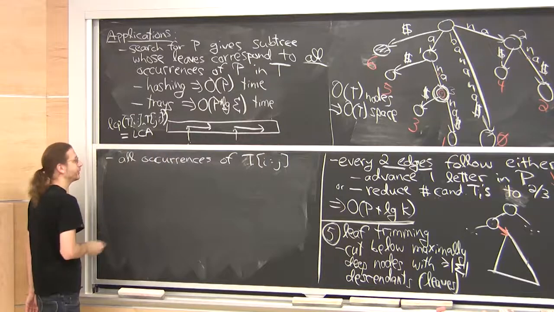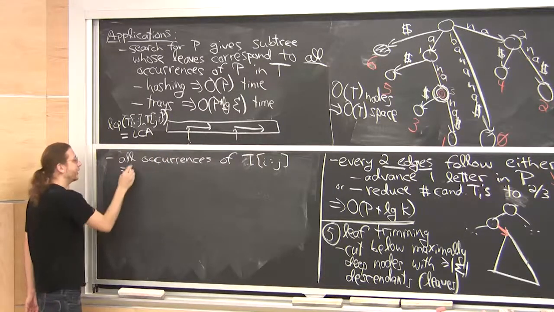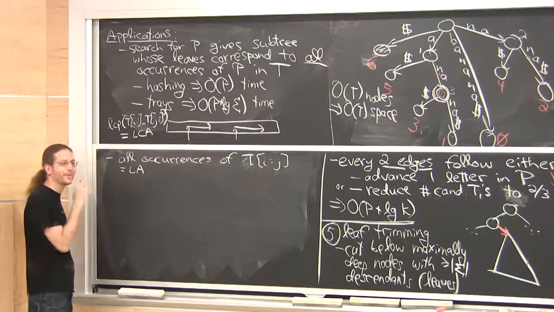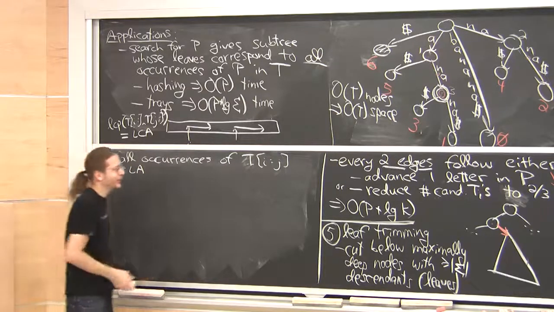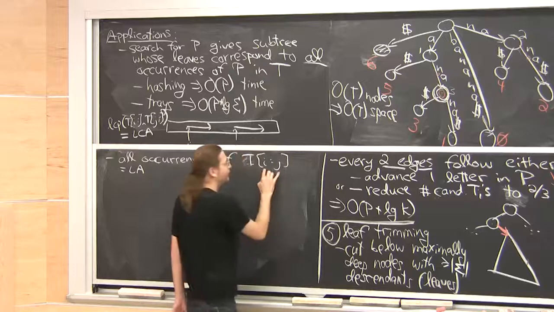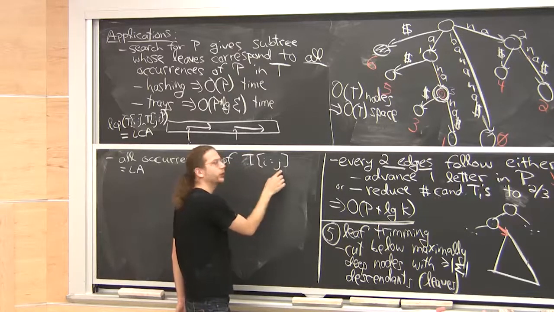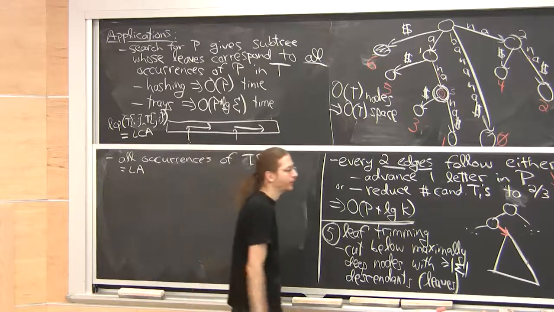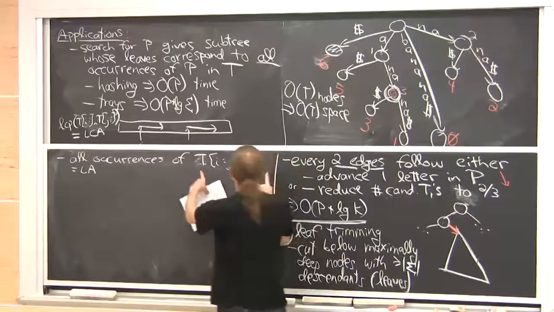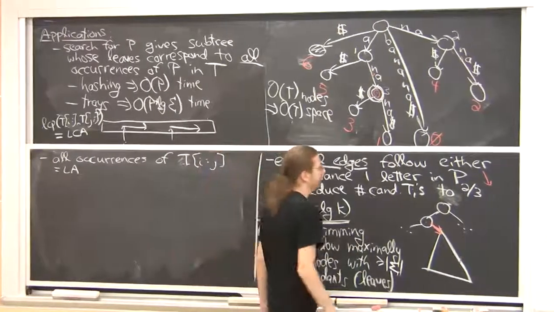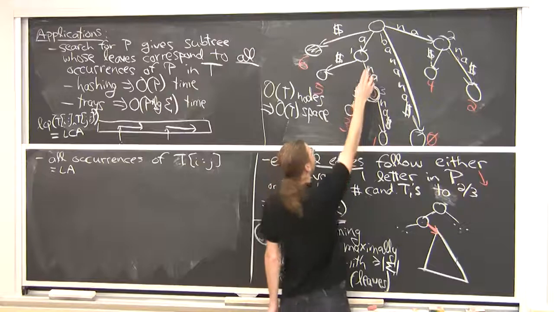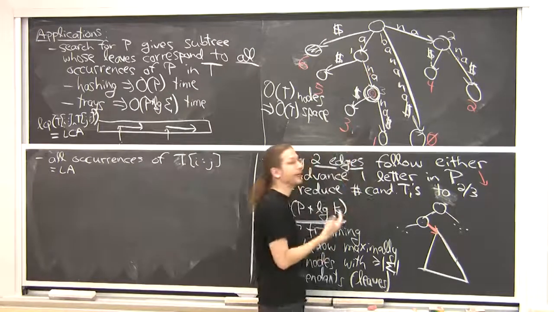How? Well, this is a level ancestor query. Why is it a level ancestor query? If I look at the suffix starting at i, I don't care about the entire suffix, I just want to stop at j. It's like saying, well, suppose I'm looking for occurrences of A and A.